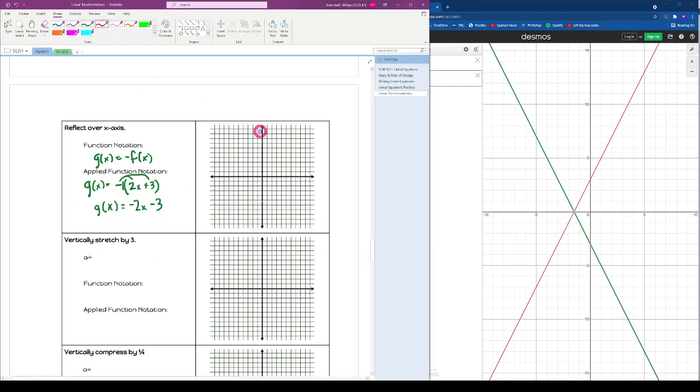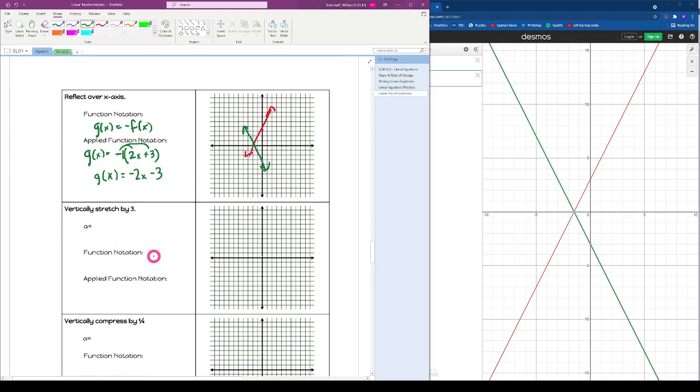So we can sketch these two real quick. So we're going to go here, here, and then our reflection is going to cross the x-axis at the same point, and then it's going to be down here, so it's going to go something like that. Okay? Now we have a vertical stretch by a factor of 3.